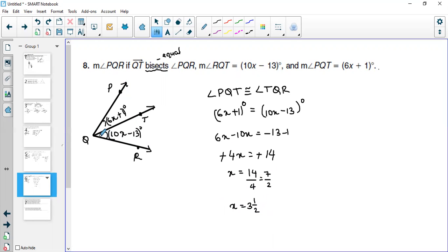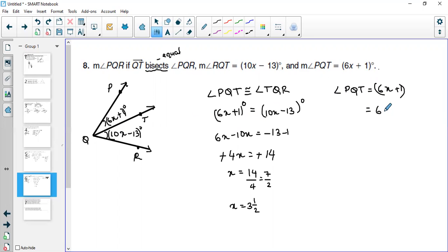of PQR. But to find PQR, we need to know any one angle. Only then we can add both of them, right? So let's find out an angle. Which angle am I going to find? Let me find angle PQT, because if I find any one angle, the other angle is going to be the same. So angle PQT is going to be 6x plus 1, right?